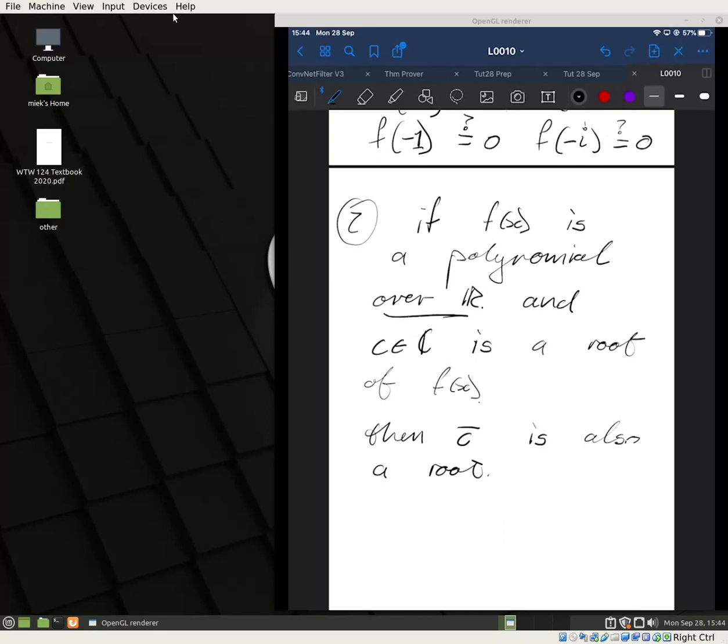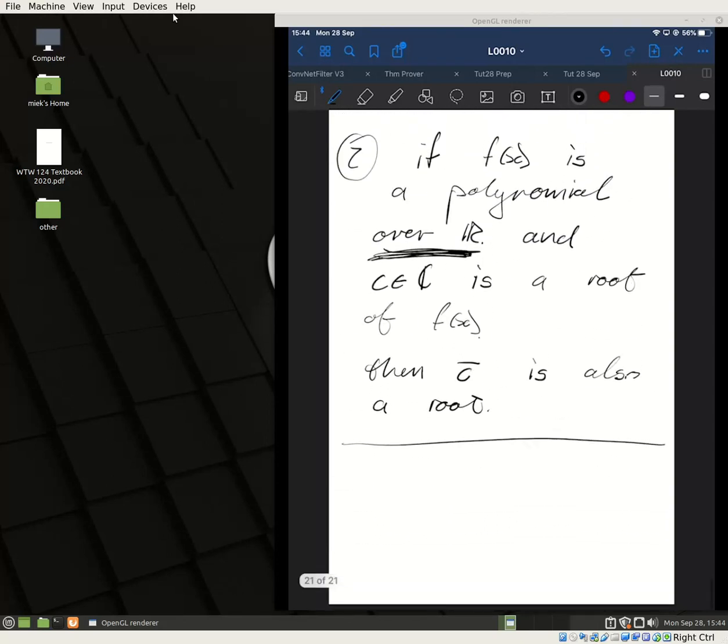And again, let me reiterate here, our polynomial must be over R. This does not work if our polynomial has complex coefficients. So that is our second strategy. If we can find some complex root of a polynomial over R, then we know that the complex conjugate of that root is also a root.